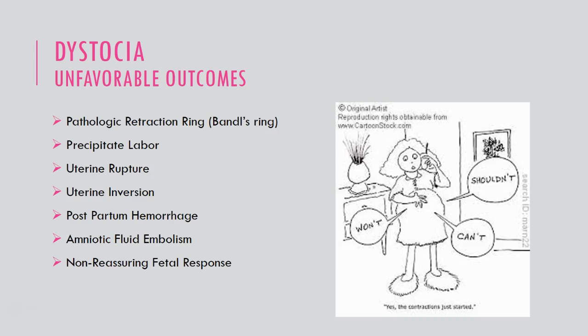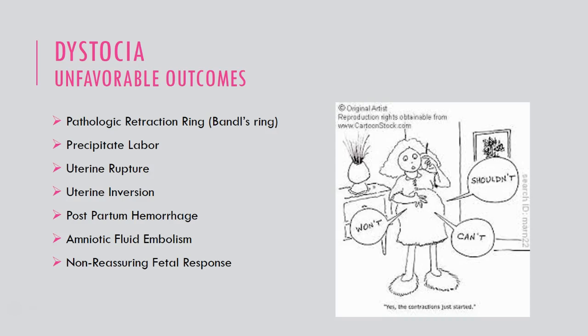Uterine rupture is also an unfavorable outcome. So if we have a patient with those hypertonic contractions and we cannot get those slowed down, it puts her at a greater risk for uterine rupture if we cannot effectively implement some type of intervention that will allow her to have some good resting tone. Uterine inversion is also something that can happen due to dystocia, and uterine inversion is when the uterus basically turns inside out. So after the birth of the baby, it just turns inside out, and that can be a bad thing and put the mom at risk for hemorrhage.